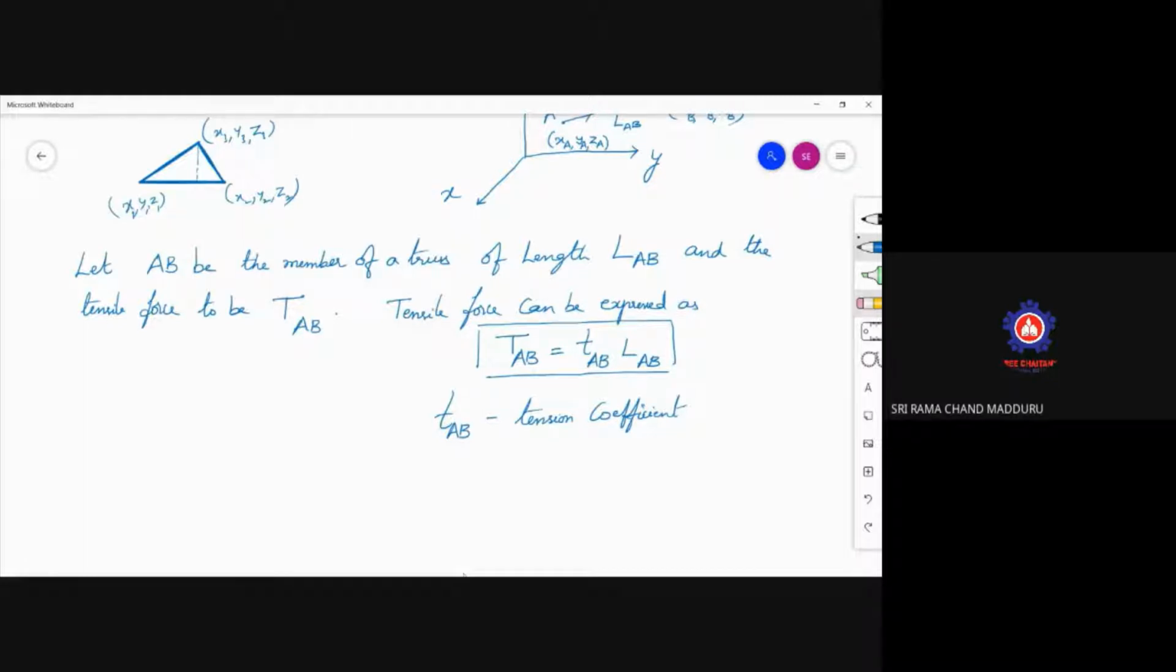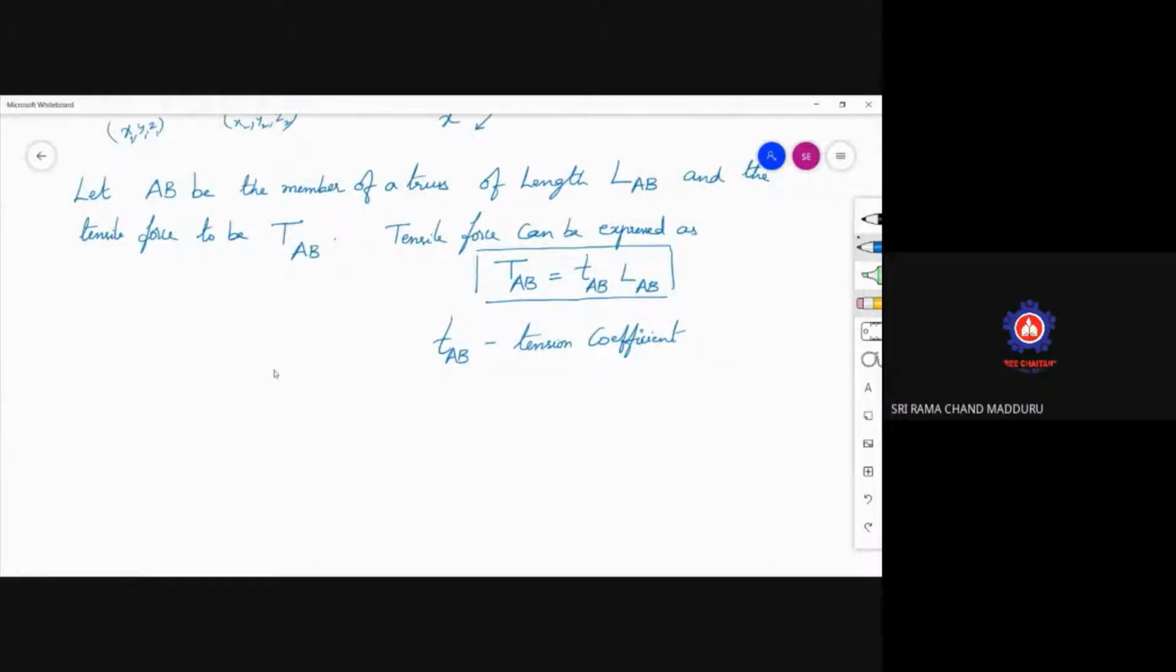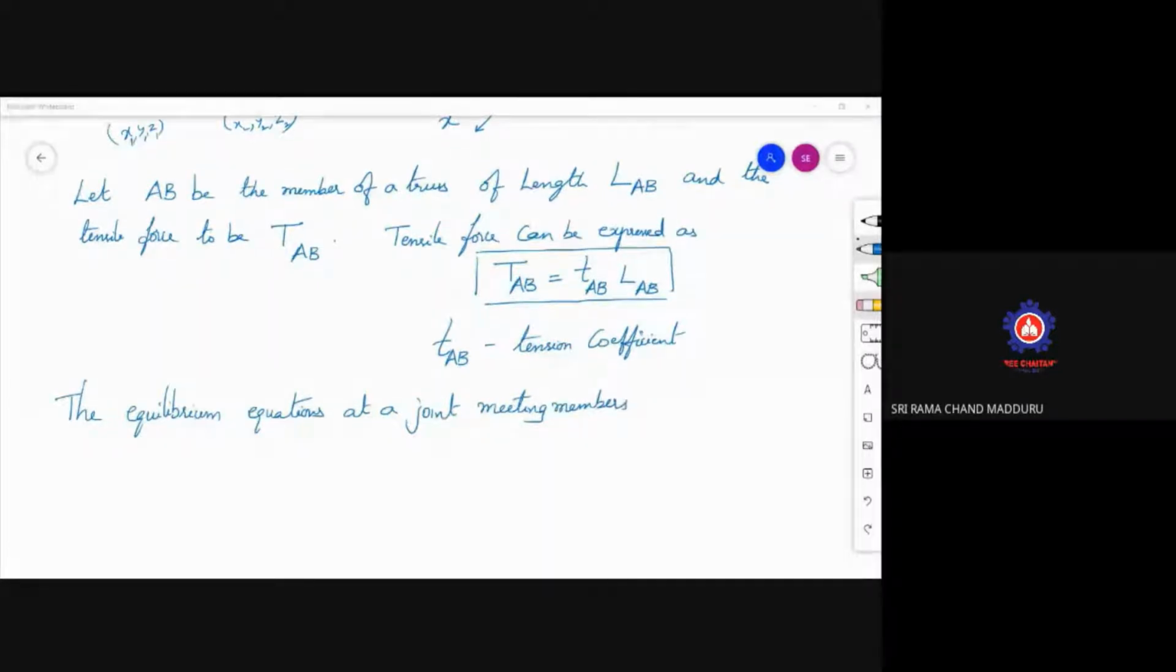Okay, so just write down the equilibrium equations at a joint meeting members.